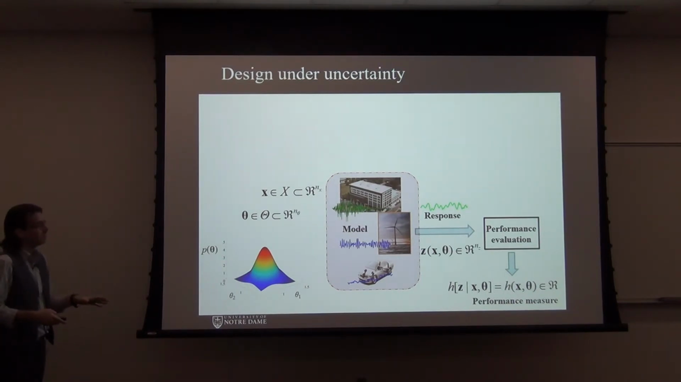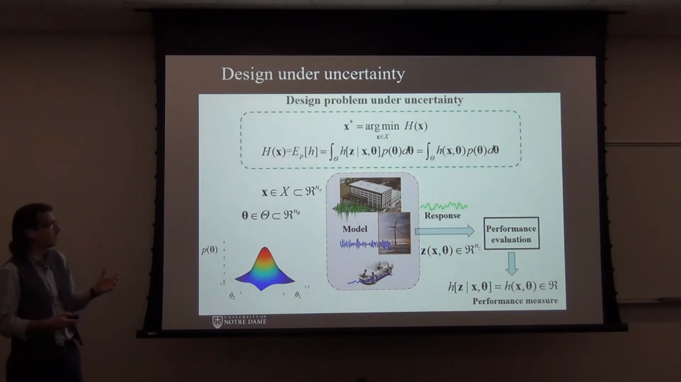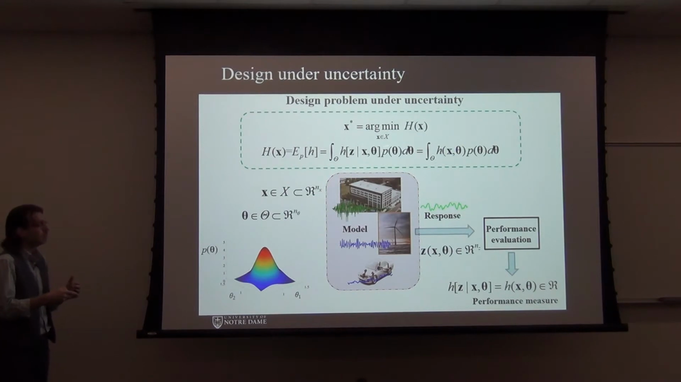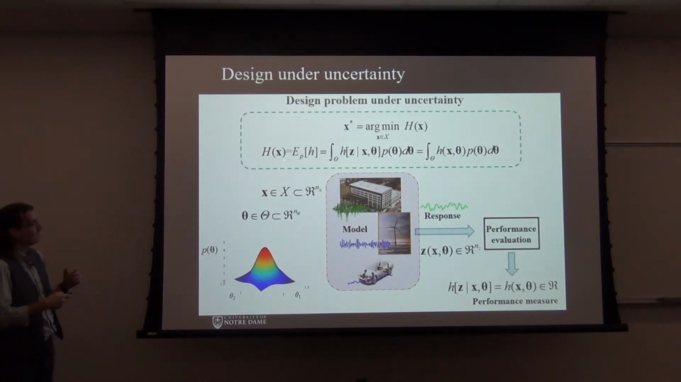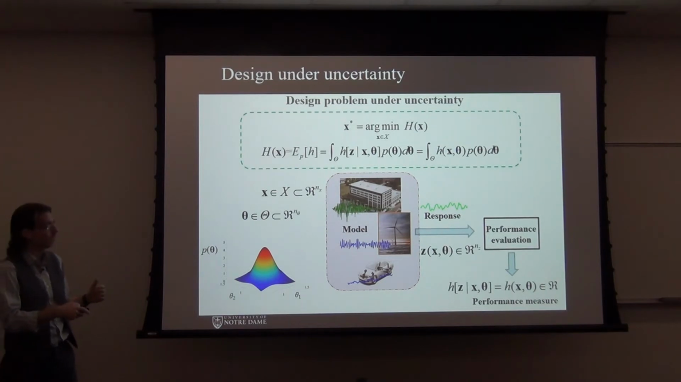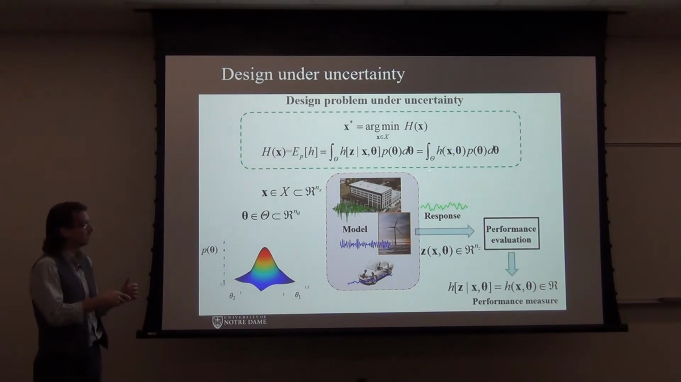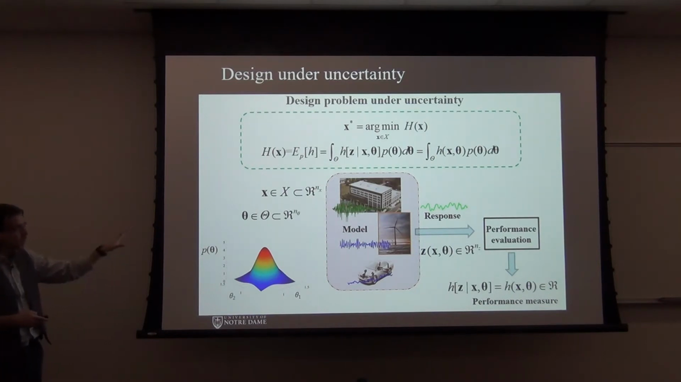So this is the setting of our problem, and this gives birth to what we call design under uncertainty, where we try to select our design variables in order to minimize our performance objective, which is simply the expected value of our performance measure over our uncertain parameters. So this is just an expectation operator. It corresponds to a high-dimensional integral, the expected value of h under p of theta. Now, this is for single objective optimization.